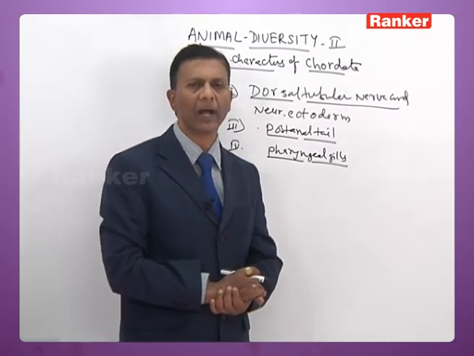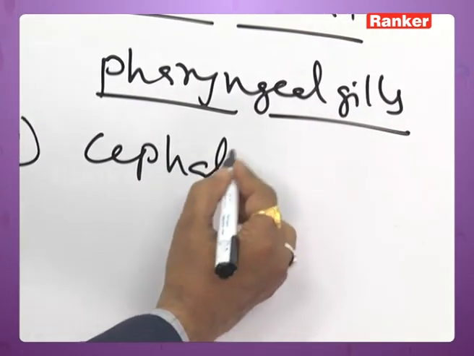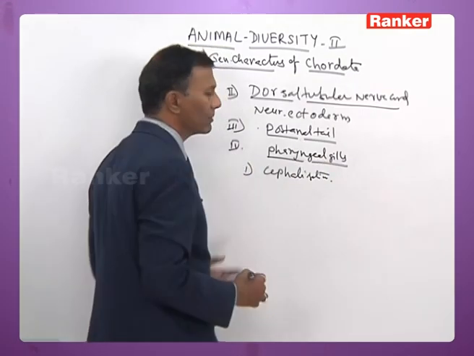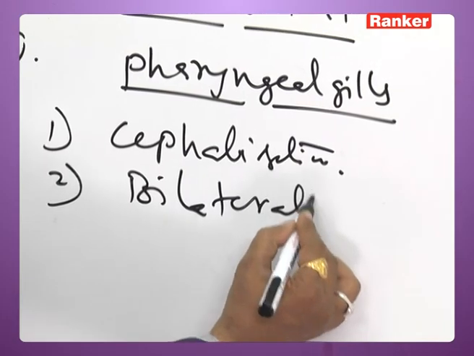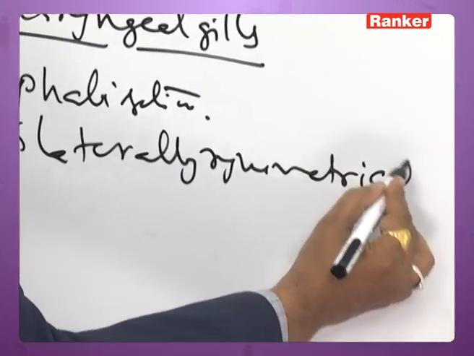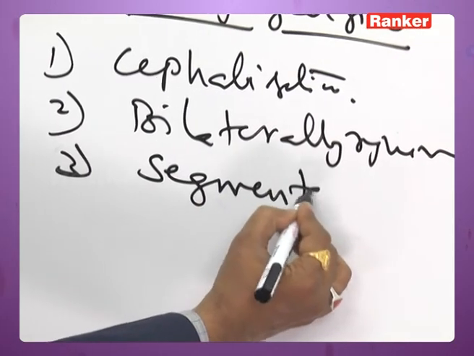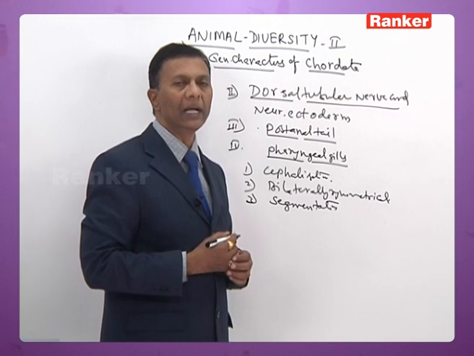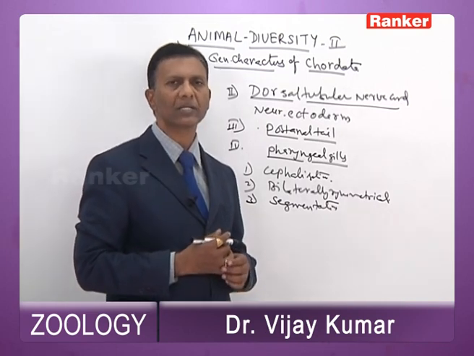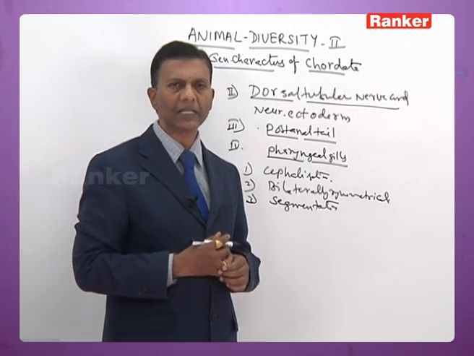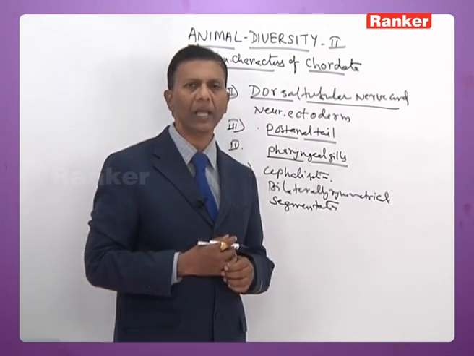The other characters of chordates, apart from these, are, number one, cephalization. Most of the chordates are cephalized animals. Then all of them are bilaterally symmetrical animals. As for segmentation, they exhibit only internal segmentation; external segmentation is absent. The vertebral column, that is the vertebrae, the spinal nerves, the muscles of the back, the blood vessels and, in the embryonic stage, the nephrons exhibit internal segmentation, and external segmentation is completely absent.